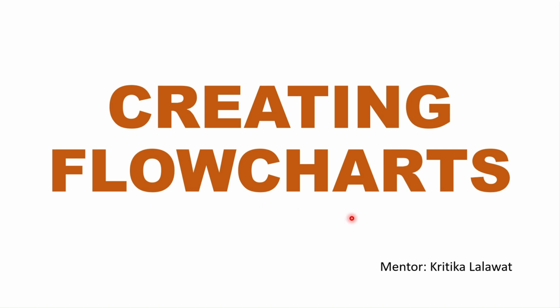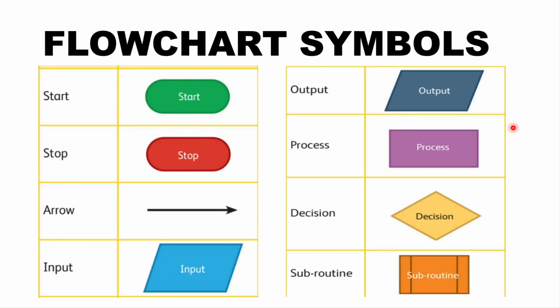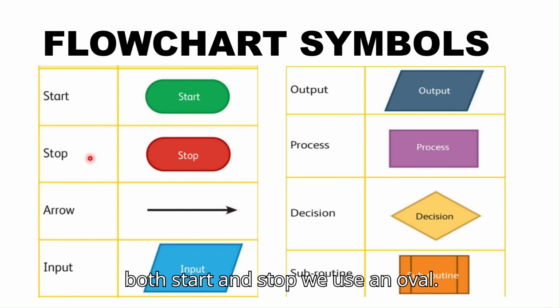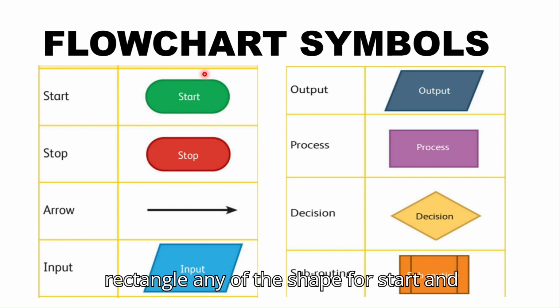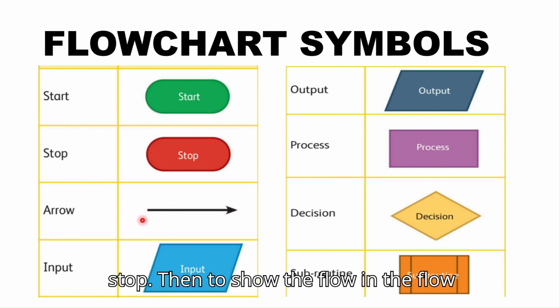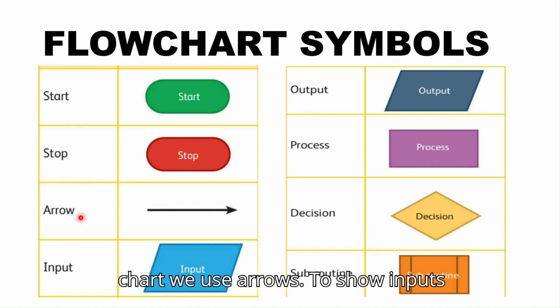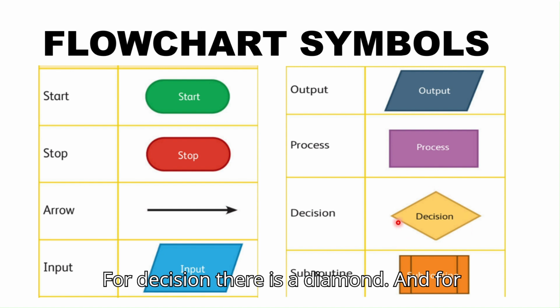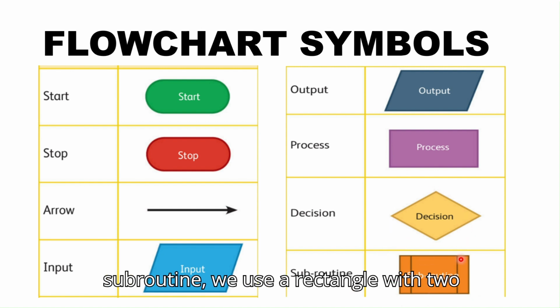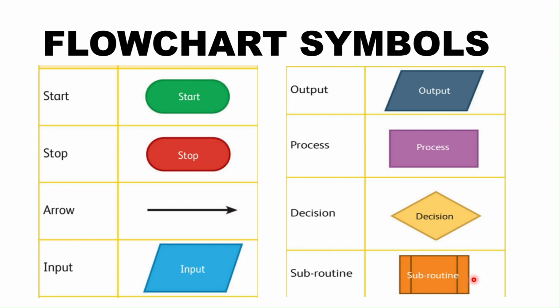Let's move ahead and let's talk about those symbols. So here are the flowchart symbols. As you can see, for start and stop, we use an oval. You can use an oval or a rounded rectangle, any of the shapes for start and stop. Then to show the flow in the flowchart, we use arrows. To show inputs and outputs, we use a parallelogram. For the process, we use a rectangle. For decision, there is a diamond. And for subroutine, we use a rectangle with two lines. So without these symbols, no flowchart can be completed. ये symbols आपको याद करके बिल्कुल अपने mind में fix कर लेने.